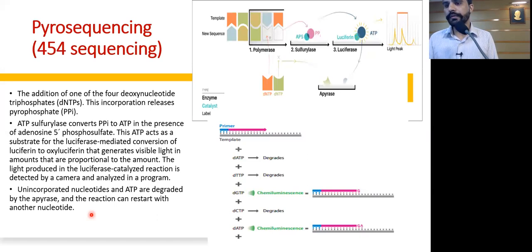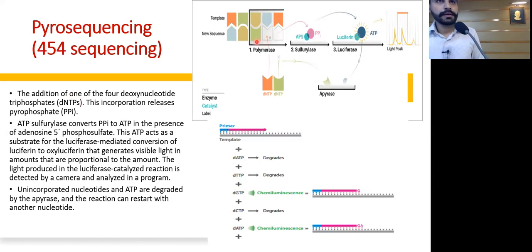So what is pyrosequencing? In pyrosequencing, we have different runs of adding nucleotides. We use labeled nucleotides, and we only use one type of nucleotide at a time. We add one type of nucleotide, that is a labeled nucleotide. If it gets incorporated, it gives a signal. How does it give a signal?